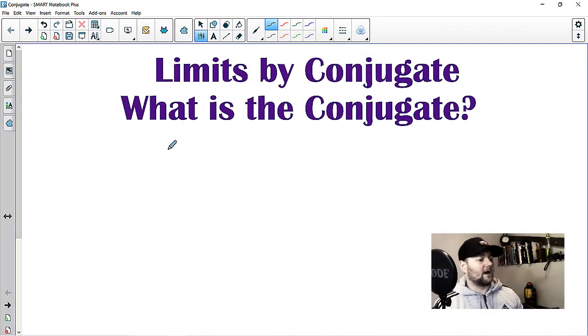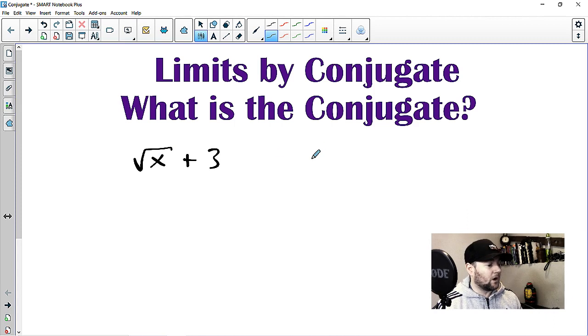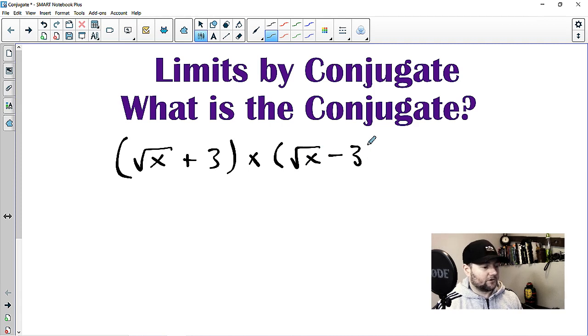So first of all, before we actually jump into doing an actual limit, you have to figure out what the conjugate is. The conjugate's a pretty simple concept. Basically, if you have a binomial, let's say, for example, root x plus 3, if you want to conjugate it, you multiply it by, and we'll put it in brackets here, root x minus 3. So all you do is change the middle sign to the opposite.